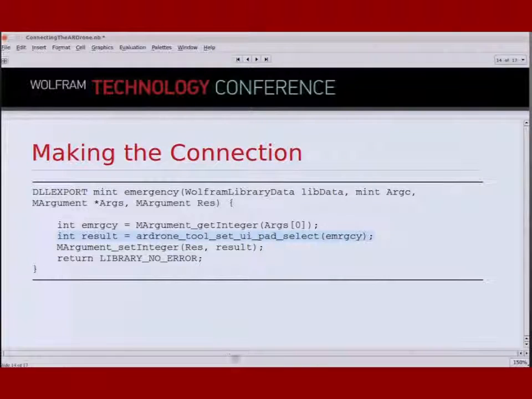Okay, so now, this is an example of one of the simple functions in the C code for the link. It's called emergency. Now, I'm sure we won't have to call this function, but it's there, just in case. There's an emergency function in the drone, and this is a very simple call. We just call m_argument get integer to get the arguments from the link, from Mathematica. Then this line in blue is really the only line in here that's not a library link-ism. This is the call that actually calls the function in the drone stuff. And then I call set integer to put a result back, and I return.